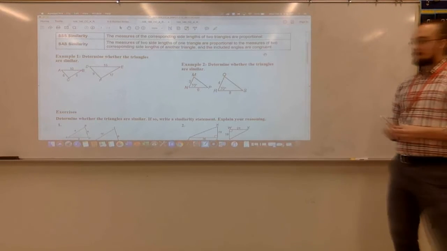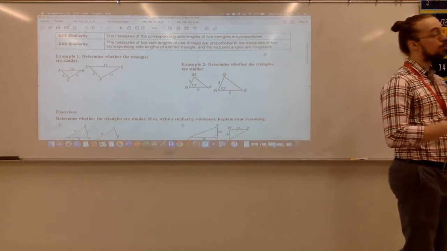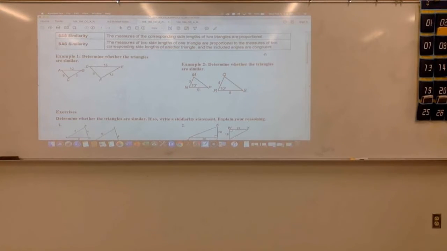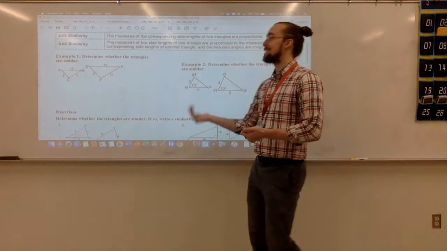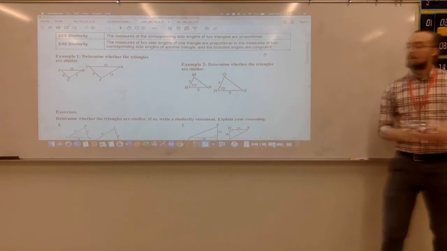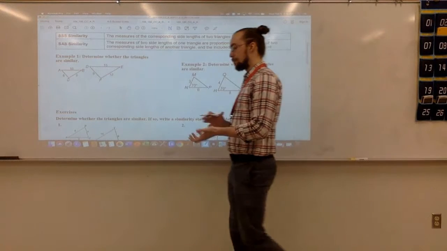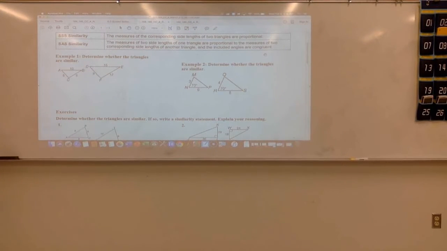Smiley faces make sense. Today, we are going to take a look at the two other ways to prove that two triangles are similar. The first one is side, side, side, and the other one is side, angle, side. These are a little bit different than our side, side, side, and side, angle, side congruence postulates. Well, this is side, side, side similarity. The other one is side, angle, side.